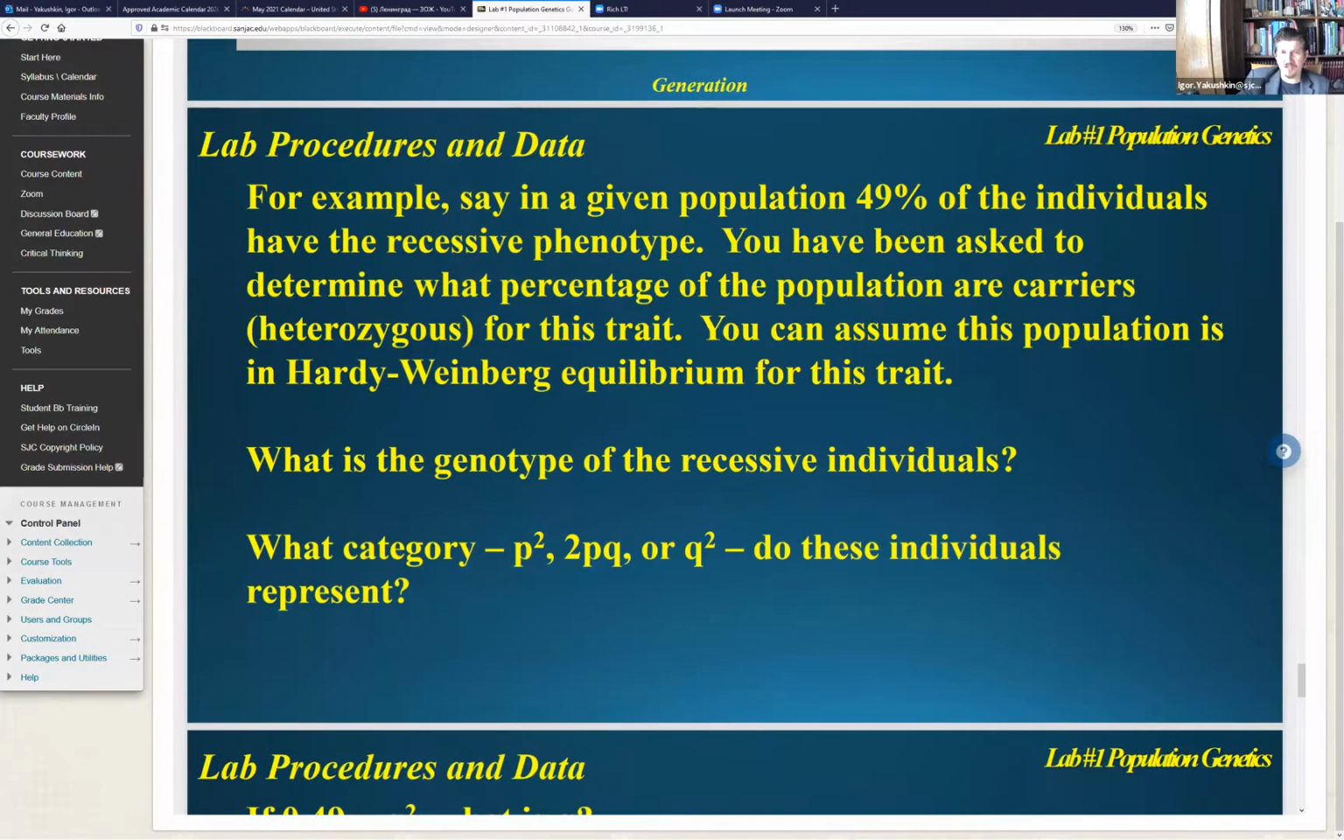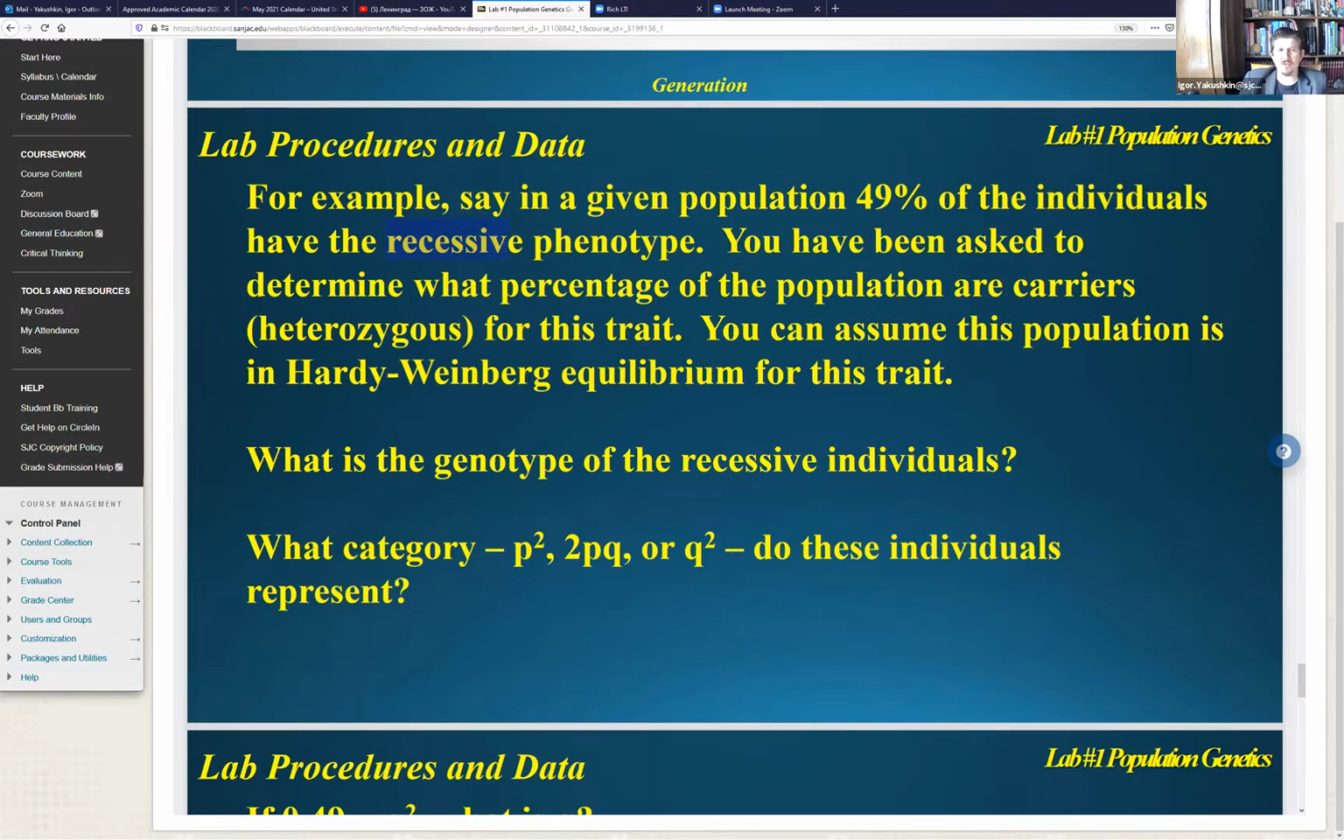Now, let's do some math. I will be doing it with you, but the main idea is looking at what was given to you. Let's say in a given population, 49% of individuals have the recessive phenotype. As soon as you have some sort of number, you need to figure out: is it a P? Is it a Q? Is it a P squared, 2PQ, or Q squared? Since it says individuals, not alleles, it has to be either P squared, 2PQ, or Q squared. Now it says recessive. That's our Q squared right there.